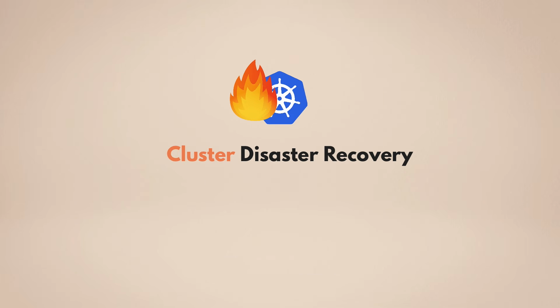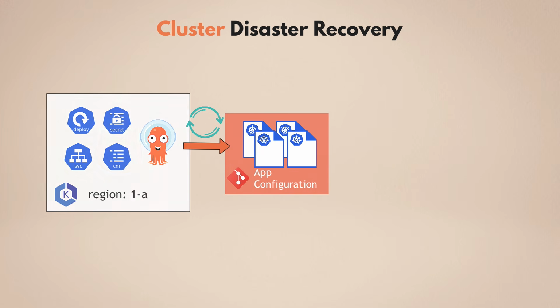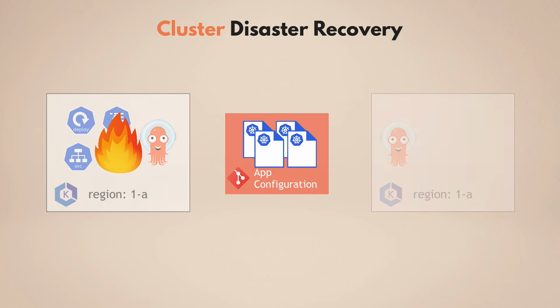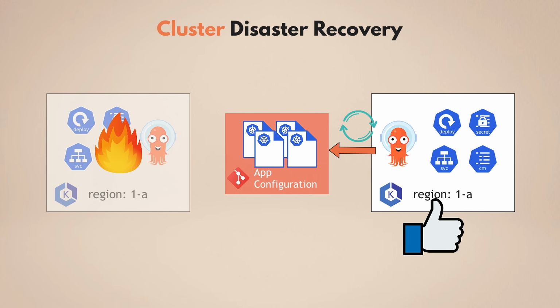Another advantage is cluster disaster recovery, which becomes super easy with this setup. So if I have an EKS cluster in a region 1A and that cluster completely crashes, I can create a new cluster, point it to the Git repository where the complete cluster configuration is defined, and it will recreate the same exact state as the previous one without any intervention from our side. Because again, I have described my whole cluster in code in a declarative way.